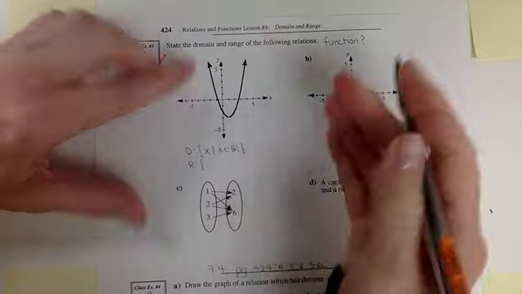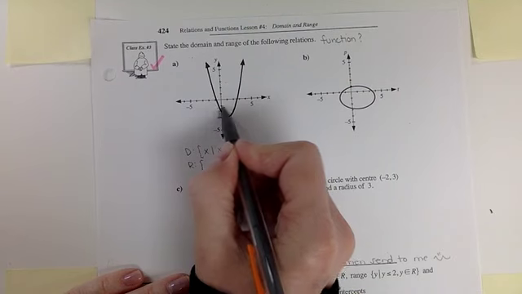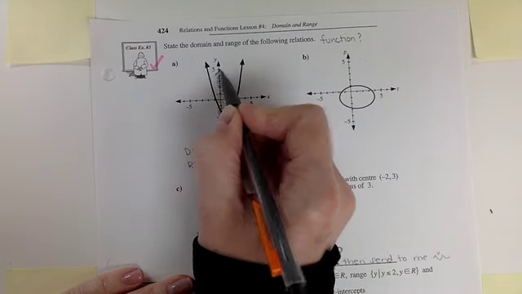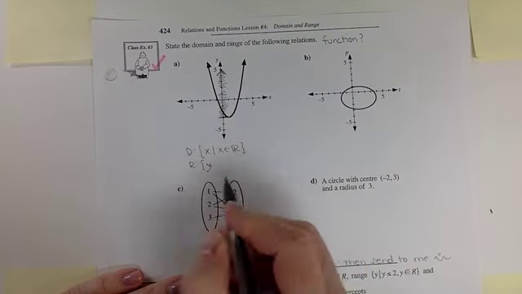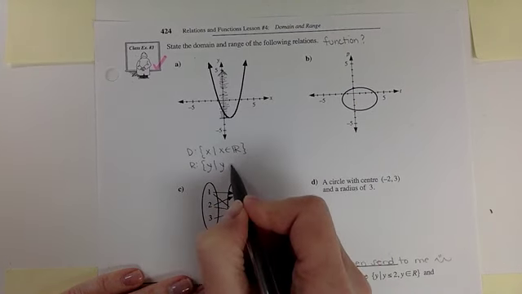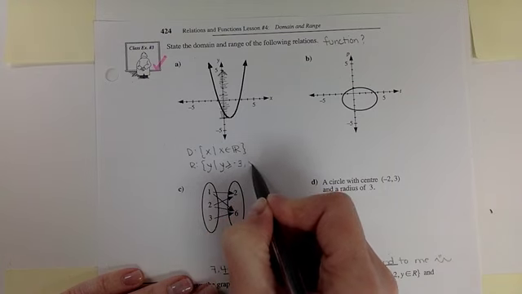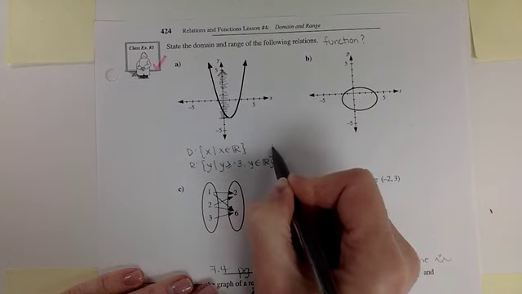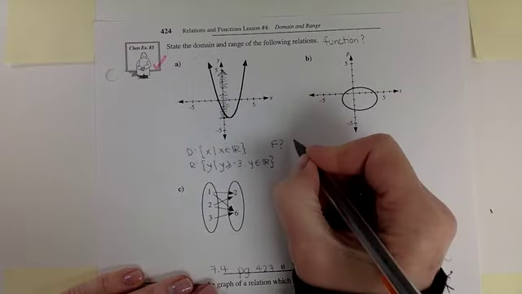Okay, range. So I'm squishing everything onto the y-axis. This is my lowest point, and I've got everything above that. So this will be 1, 2, 3, -3. Y such that y is greater than or equal to -3, comma, y in the set of reals. And function or not? Vertical line test, yes.